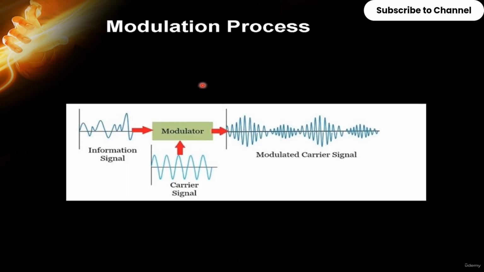So how does the modulation process happen? The information signal goes into a modulator, and the information signal is carried with the help of a carrier signal. The carrier signal doesn't have any information, it just carries your information signal, and finally the outcome is the modulated carrier signal. So this is the process of modulation, quite interesting, right?